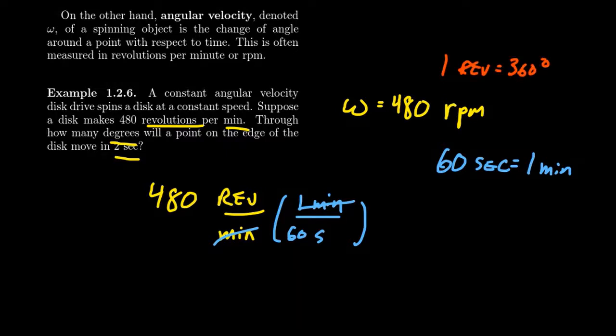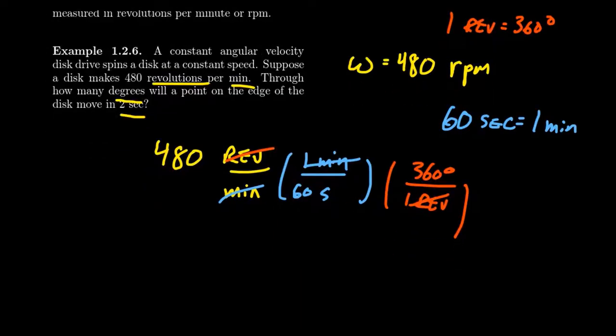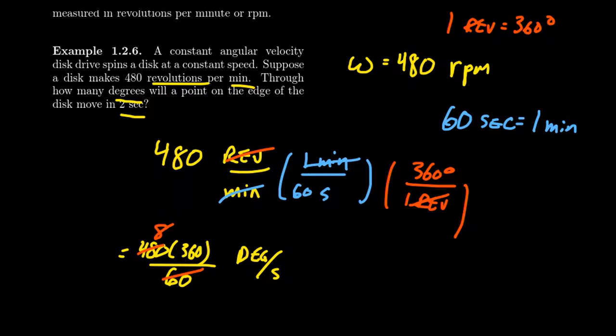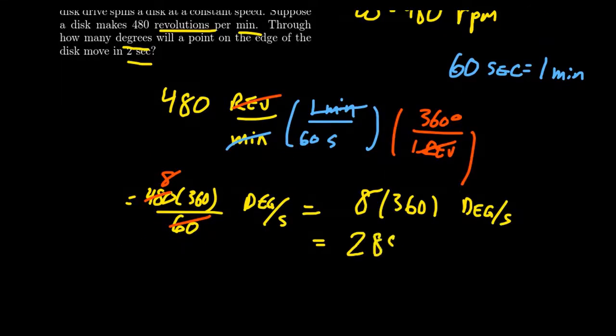We're going to do the same trick again. We put one revolution in the bottom, and we get 360 degrees on the top. So that one revolution cancels with this. And then we end up with 480 times 360 all over 60, which is equal to degrees per minute. Excuse me, degrees per second. Now we have the correct units for the object we're trying to measure here. Notice that 60 goes into 480 eight times. And so you end up with 8 times 360. That gives us 2,880 degrees per second.